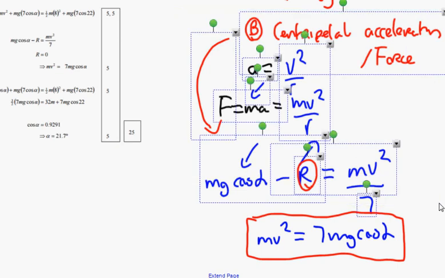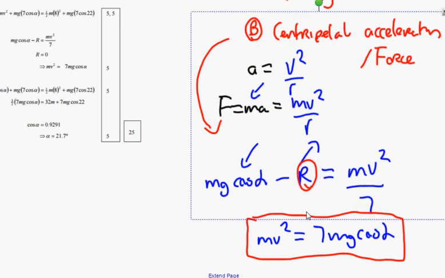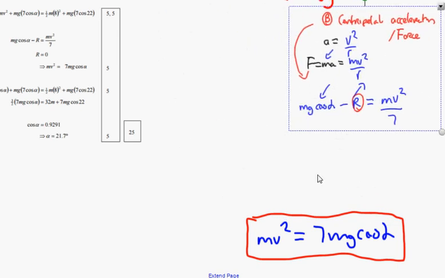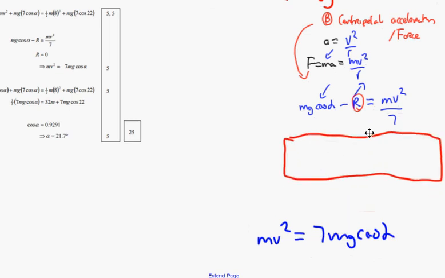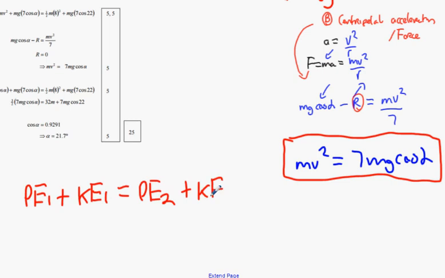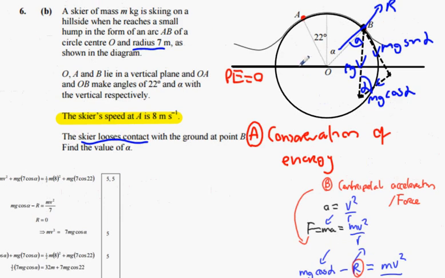Now, next thing I'm going to do is the conservation of energy. Okay? So I do the conservation of energy. What we're going to have is potential energy at point 1, P1 plus KE1, kinetic energy at 1, equals potential energy at point 2 plus kinetic energy at point 2. That makes sense? Now, let's go up and have a look. I can rub all that out, because that was all just to do with the centripetal acceleration.